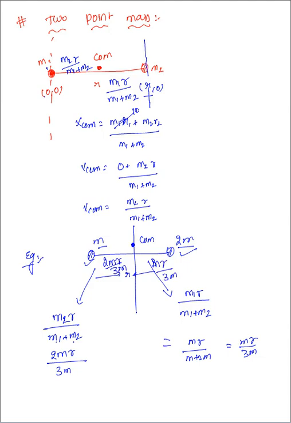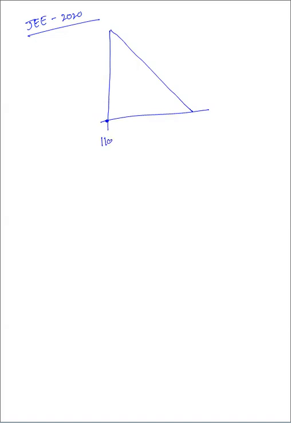Fine, let me change the slide. Let me discuss one JEE 2020 question here. In that question, they have given a right angle triangle like this. At this point they placed a 1 kg mass, at this point a 1.5 kg mass, and at this point a 2.5 kg mass. This side is 4 centimeters and this side is 3 centimeters. Now we need to calculate the center of mass.